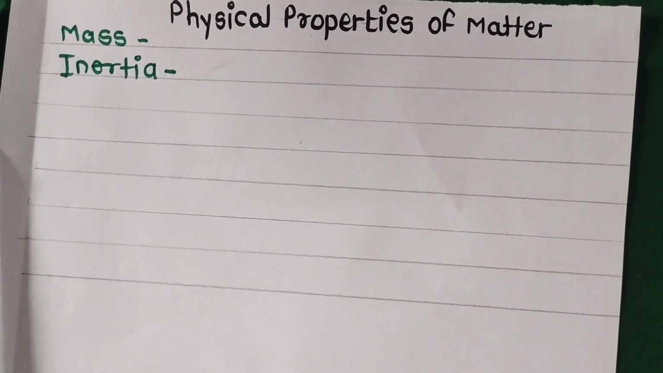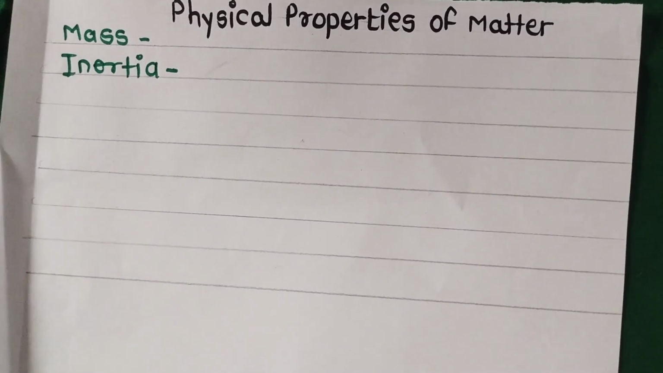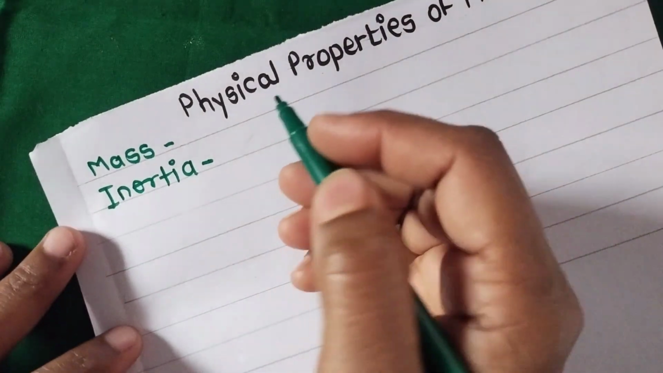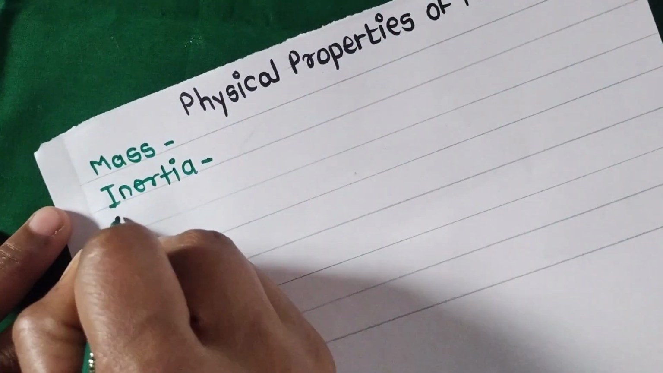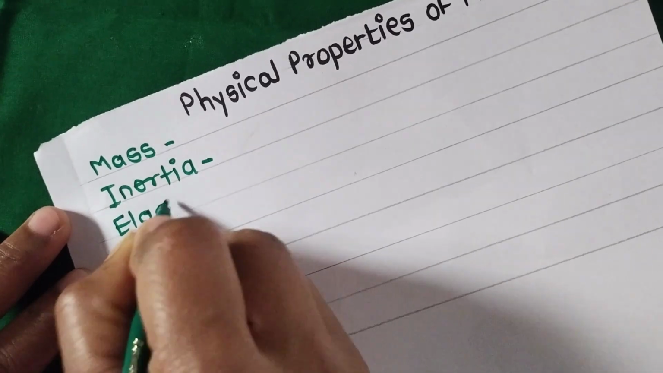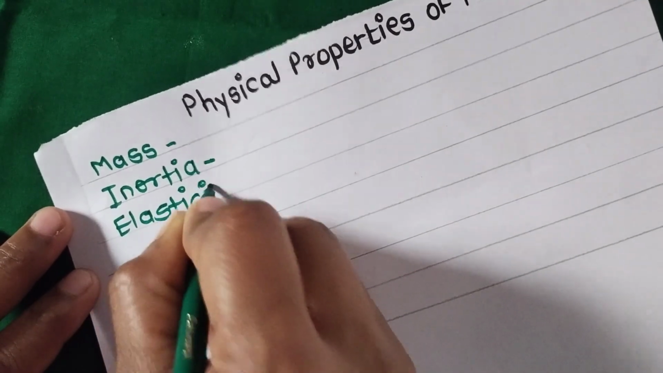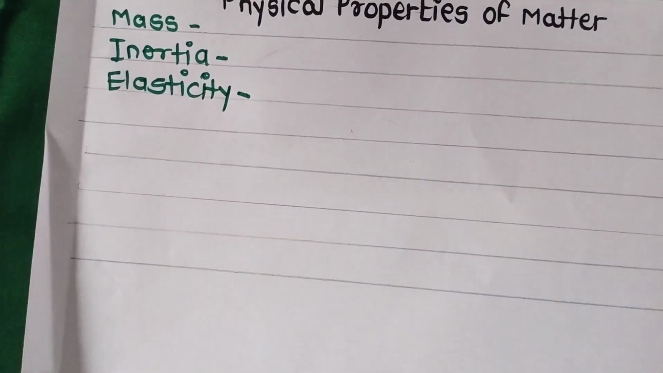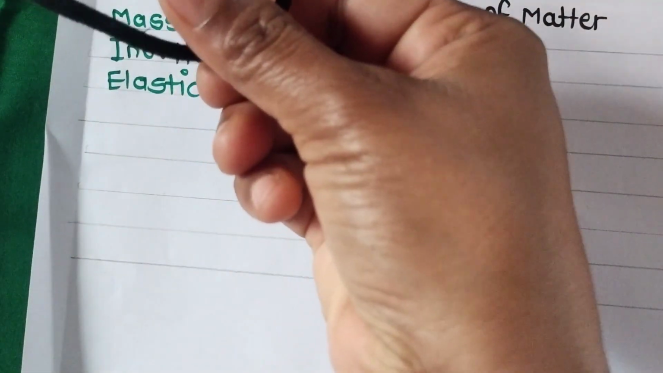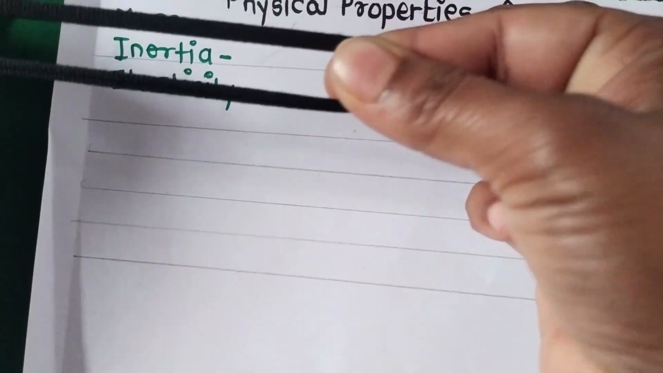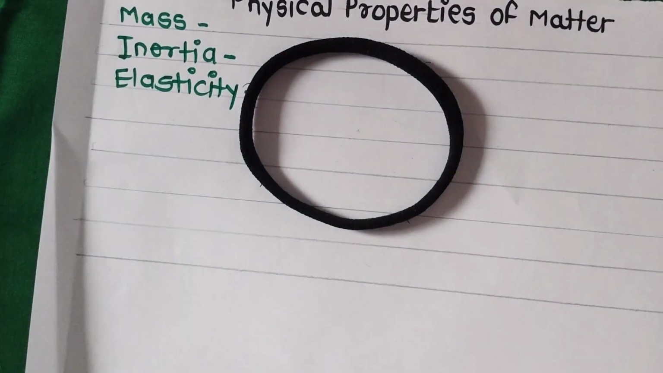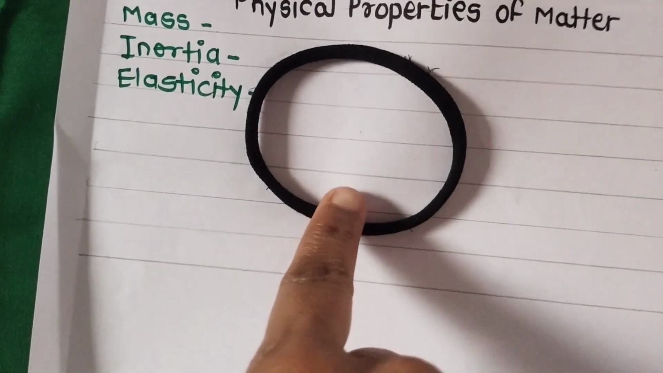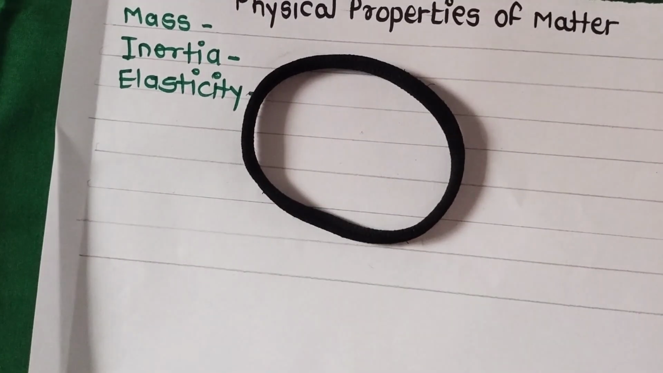Elasticity is the ability of a material to return to its original shape after we stretch it. So, the third property of matter is elasticity. See this rubber band, when I pull it, it changes shape. But the moment I let go, snap, it goes back to its original shape. This bounce-back quality is called elasticity.